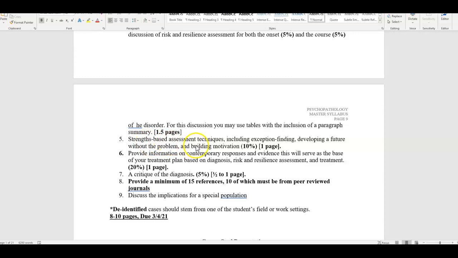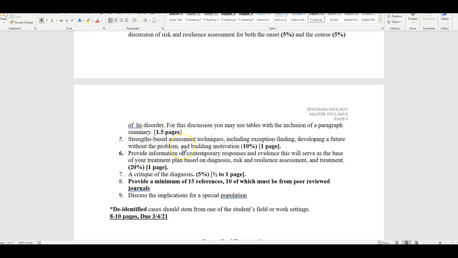But what are the strengths, and what type of techniques of assessment or observation did you use to uncover the strengths that you're identifying? Also, think about doing additional readings, journal articles, and understanding how we would address the disorder and what a future addressing this disorder, or a future without this problem, would look like. How do we build motivation and hope for the client?